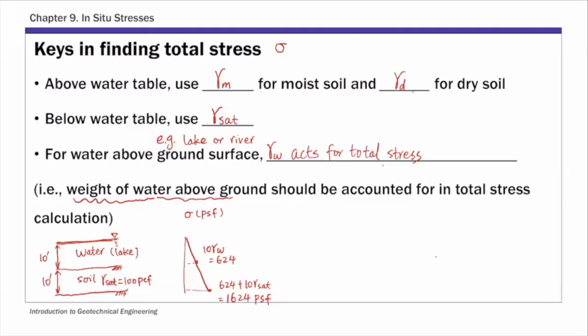Again, you need to account for the weight of water in your total stress calculation if that water body is above the ground surface. Okay. Right. So this is total stress. And in this case, just for completeness, say for pore water pressure. So water pressure is basically this linear variation over depth. So that's 624. And here it's 20 times gamma water. Okay.